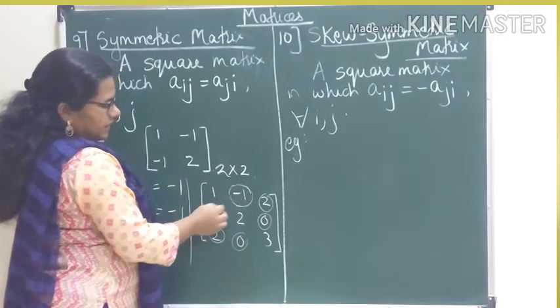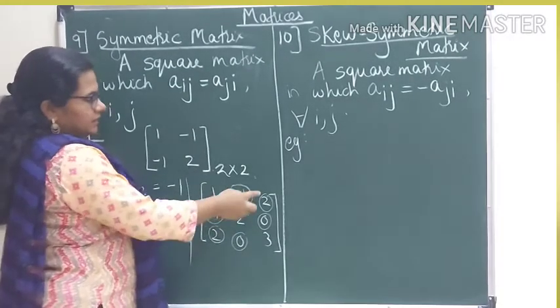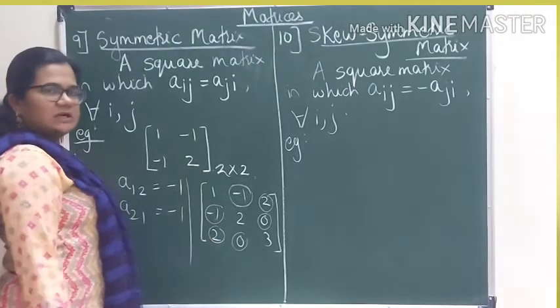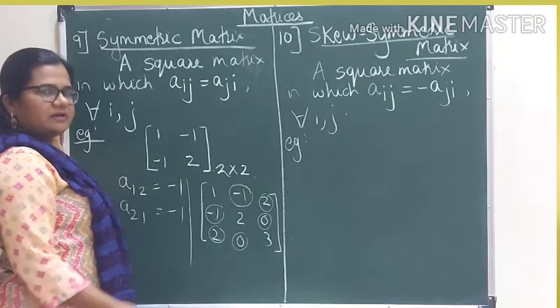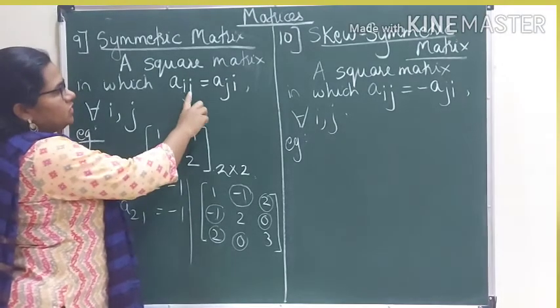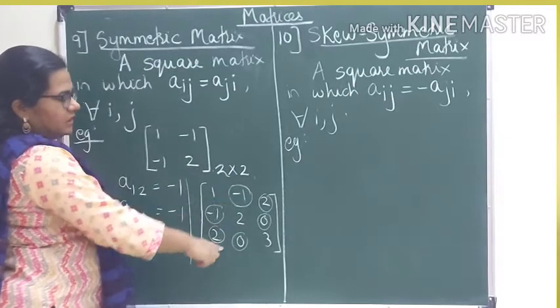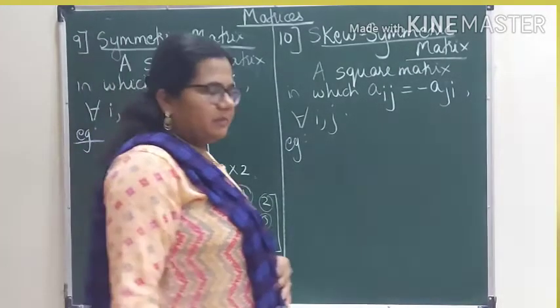So you can see, even if you interchange the row and column number, the elements are still the same. Therefore this becomes a symmetric matrix. Understood what a symmetric matrix is? Even if you interchange the row and column number, the element should remain the same. Then that matrix becomes a symmetric matrix.